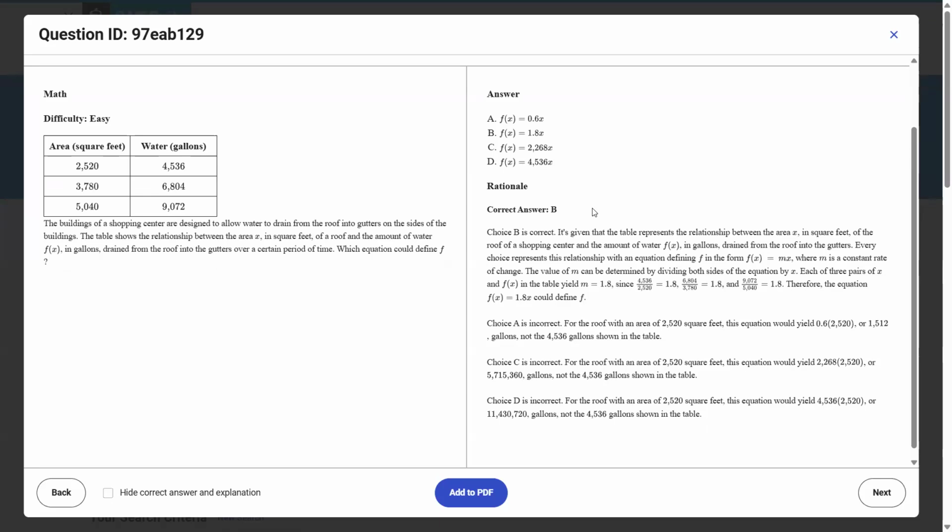Bismillah ir-Rahman ir-Rahim. Inshallah, we'll continue solving bank questions for the SAT and algebra. Let's continue.